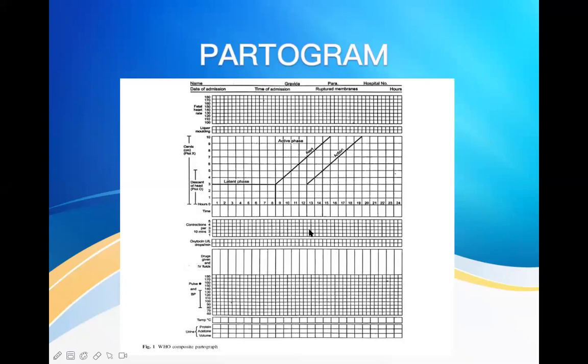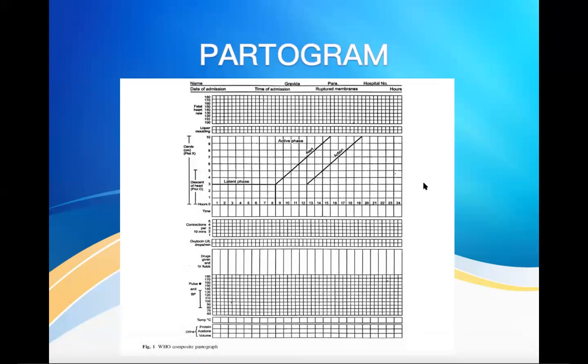Contractions per 10 minutes are judged here. How much oxytocin you are giving is written here. What type of drugs we give, how much IV fluid we give to the lady, we write it here. What is the pulse and blood pressure of that lady, we write it here and make a graph. What is the temperature, we record it here. And about the urine, is there any protein present, is there any ketone body or acetone present, and what is the volume of the urine. In one graph, you have recorded so many things. So just looking at this graph, we can exactly know how the progress of the labor is happening. So this is known as partogram.